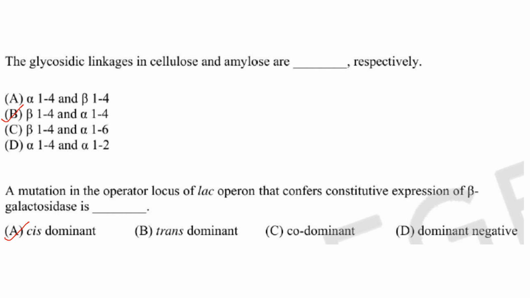That is cis dominant. Now what is trans dominant? Trans dominant means it affects gene expression on another DNA molecule, not on the same DNA molecule as in case of operator mutation, but in another DNA molecule. Now this mutation, it is brought about with the help of proteins. Now codominant. Codominant means both the alleles have equal effect on the gene expression. That is codominant. And dominant negative means a mutated gene product inhibits the function of the normal gene product. That is dominant negative.